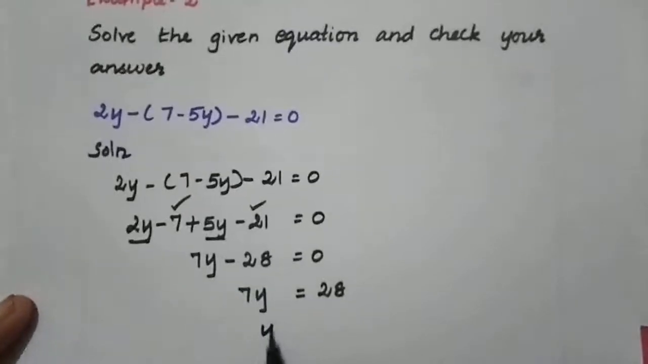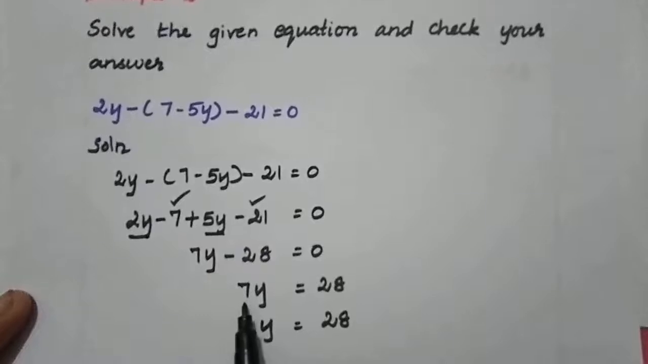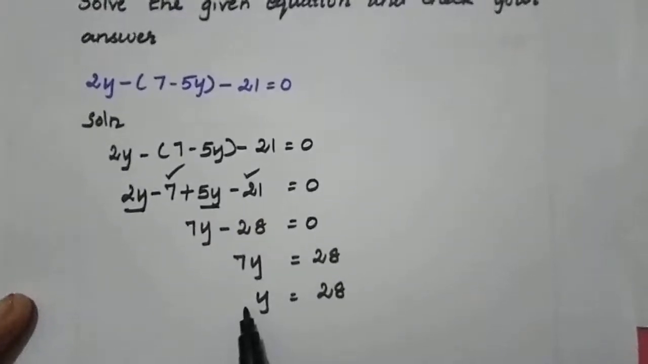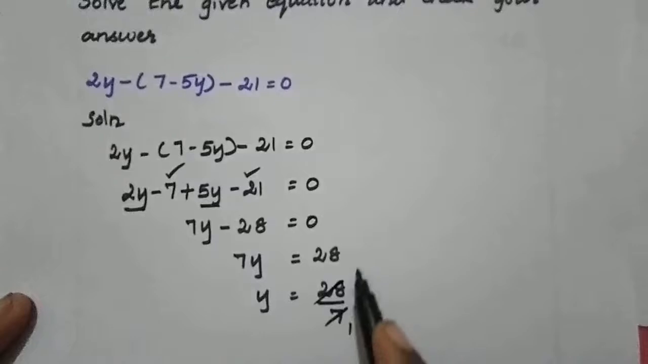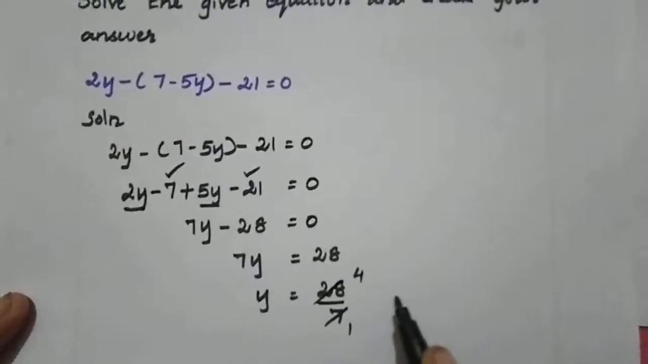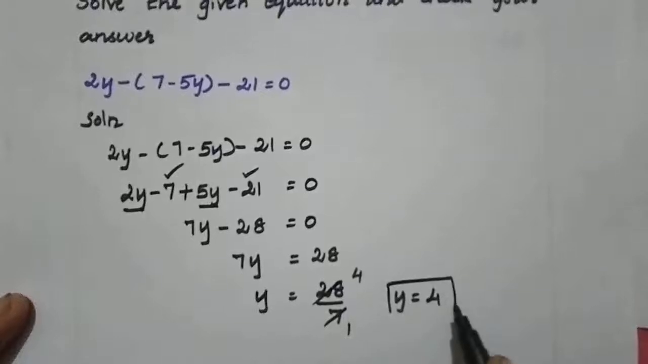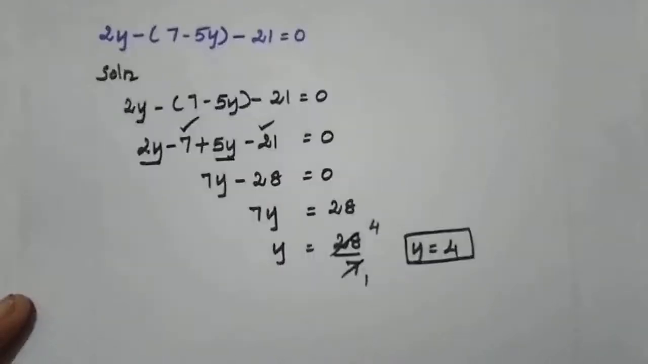So y is equal to, now we have to transpose this 7 to the right side of an equation. Here this is in multiplication. When it comes to that side it becomes division. Yes. 1 7 is 7. 4 7s are 28. So the value of y is equal to 4. Now we have to check our answer.